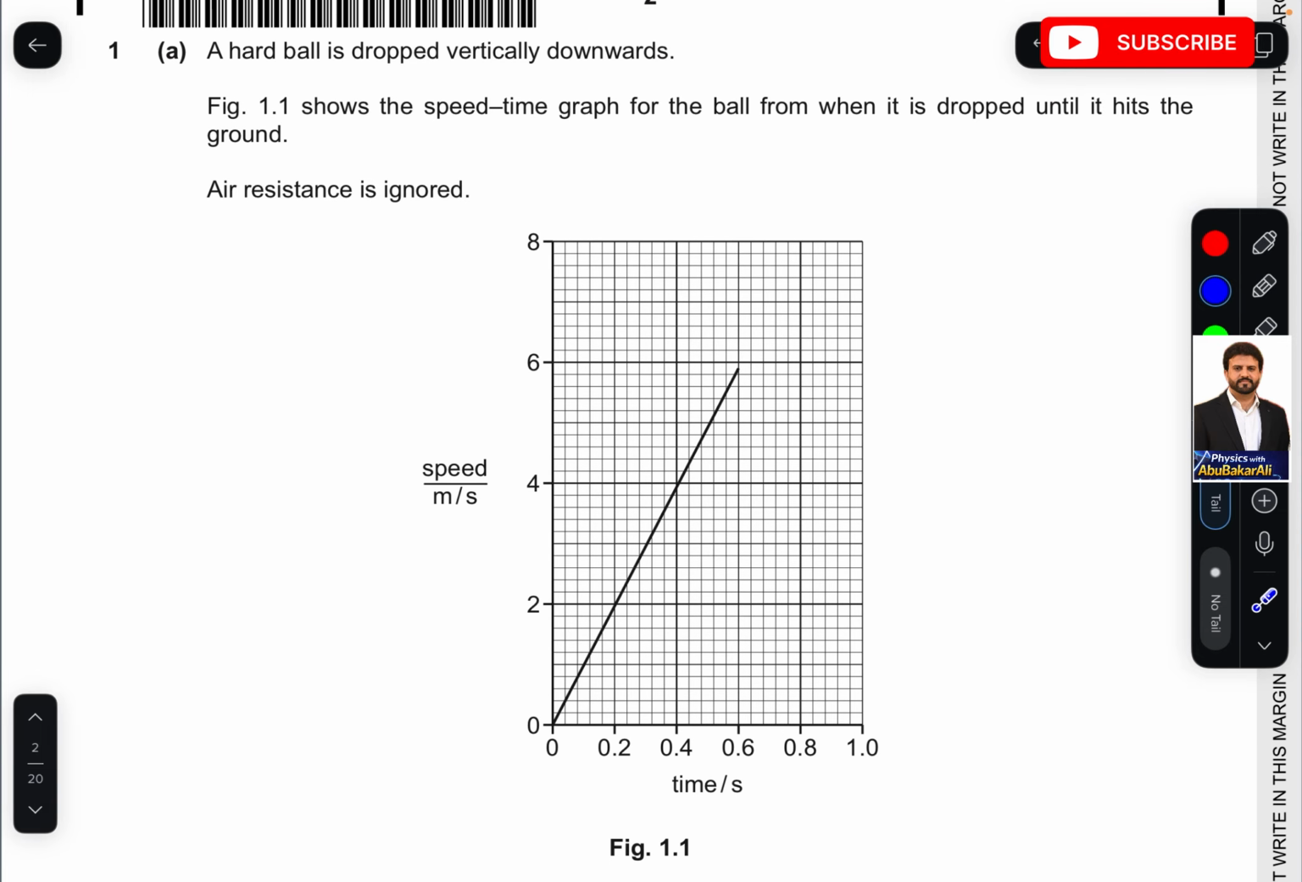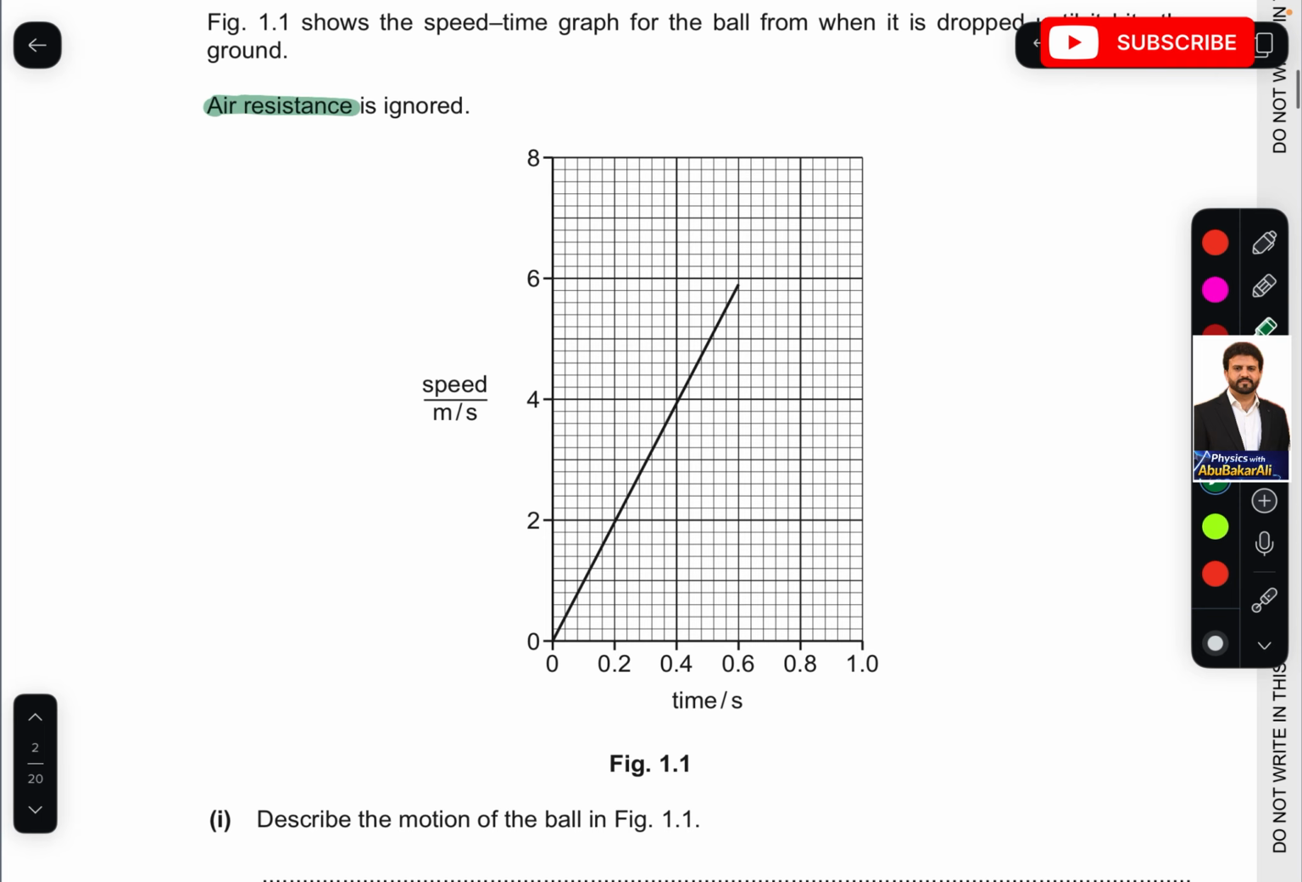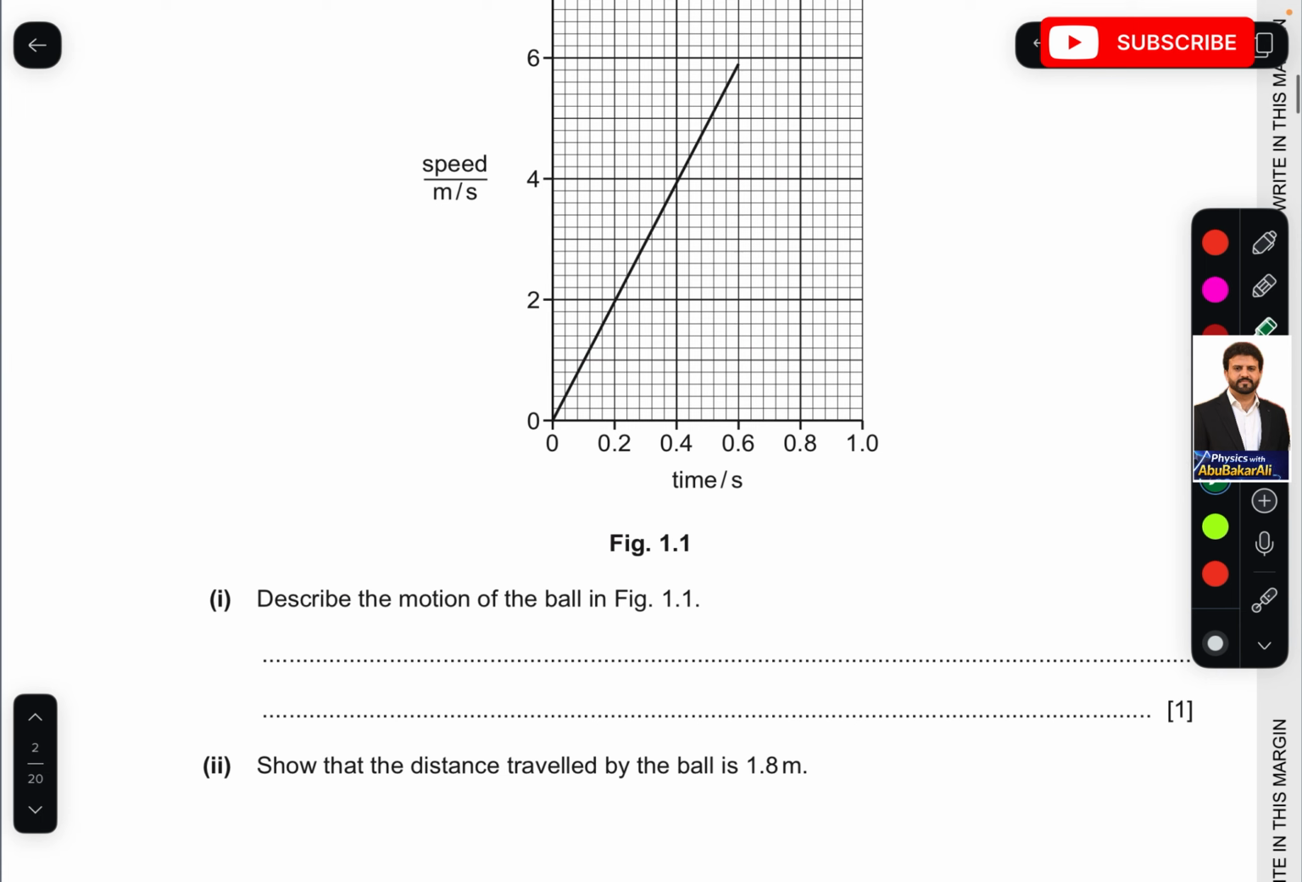In this question, a hard ball is dropped vertically downwards, and figure 1.1 shows the speed-time graph for the ball from when it is dropped until it hits the ground, and air resistance is ignored. This is very important. So air resistance is ignored, and we have this speed-time graph. We have to describe the motion of the ball in the figure.